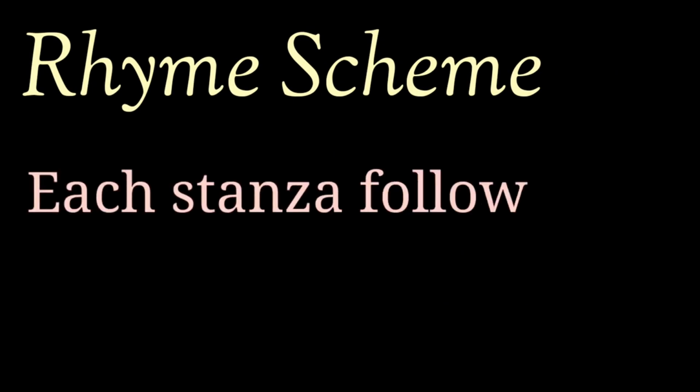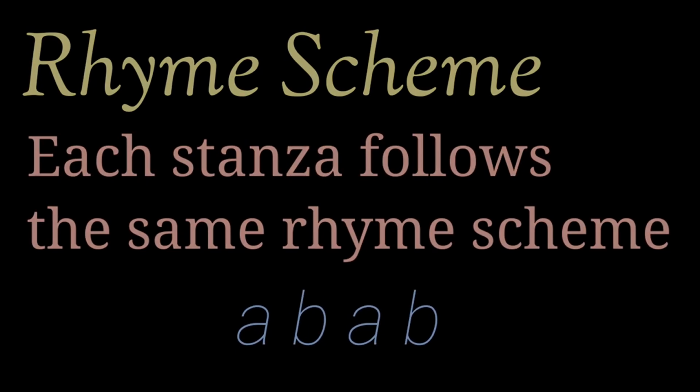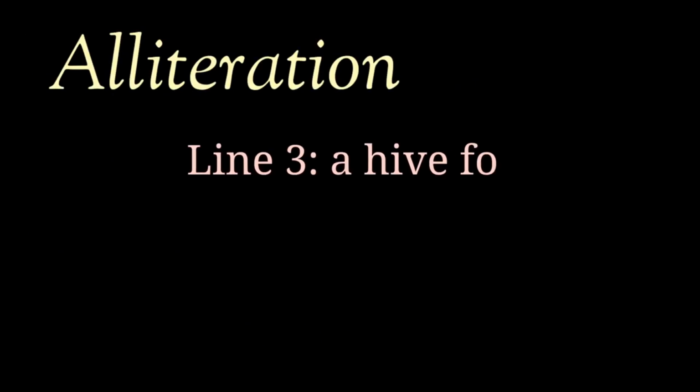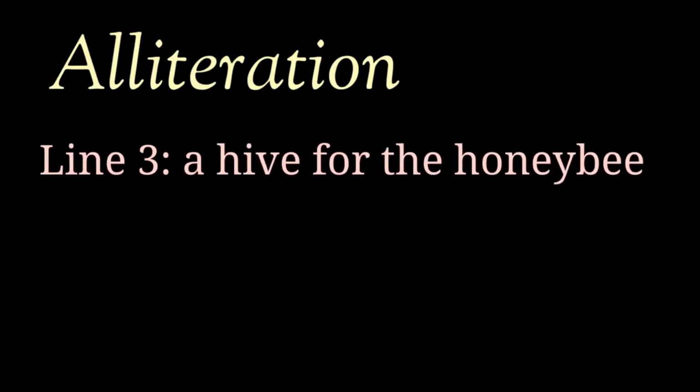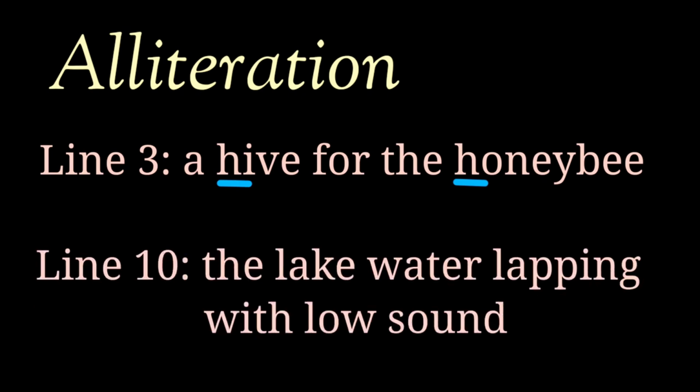Let me now throw light on the literary devices used by the poet. Beginning with the rhyme scheme, as usual, each stanza follows the same rhyme scheme, AB, AB. Then we have alliteration. Line 3 of the poem, a hive for the honey bee. The H sound is repeatedly used here. In line 10, the lake water lapping with low sounds. Here we see that the sound of L and W is being repeated.